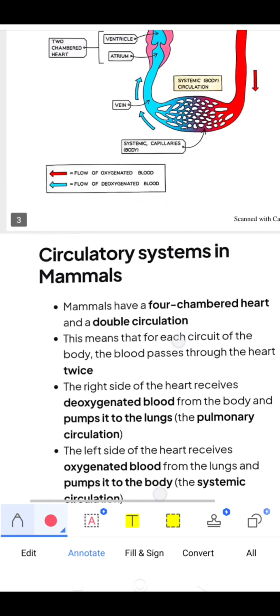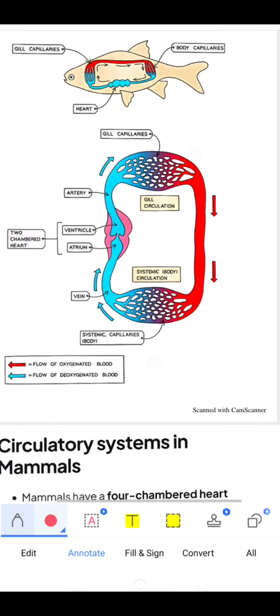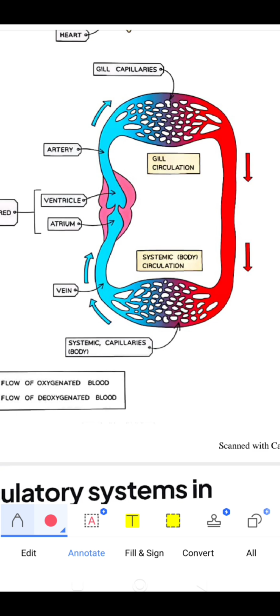Now come to another type of circulation, which is single circuit circulation. This is a single circuit circulation, and it is present in the body of fish. Actually, the body of fish is not as giant as the mammals' bodies, so that's why single circuit circulation is enough for them. Now firstly we need to know what single circuit circulation is.